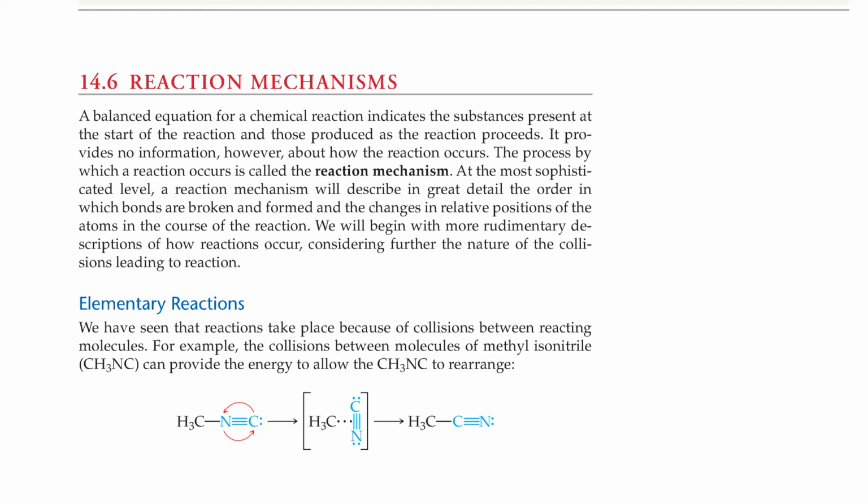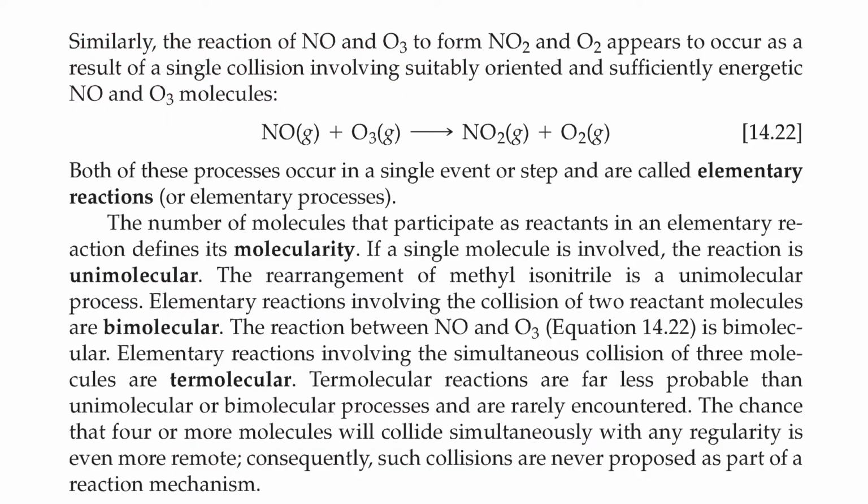Elementary reactions. We've seen that reactions take place because of collisions between reacting molecules. For example, the collisions between molecules of methyl isonitrile can provide energy to allow the isonitrile to rearrange. Similarly, the reaction of nitrogen oxide and ozone to form NO2 and O2 appears to occur as a result of a single collision involving suitably oriented and sufficiently energetic NO and O3 molecules. Both of these processes occur in a single event or step that is called an elementary reaction or elementary process.